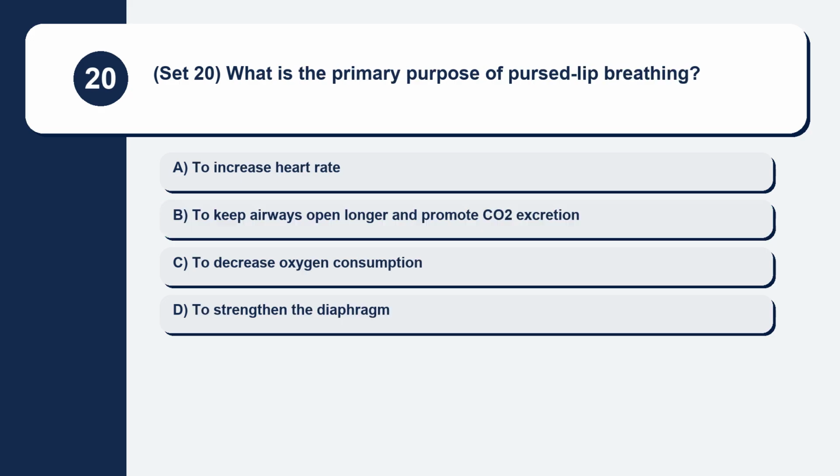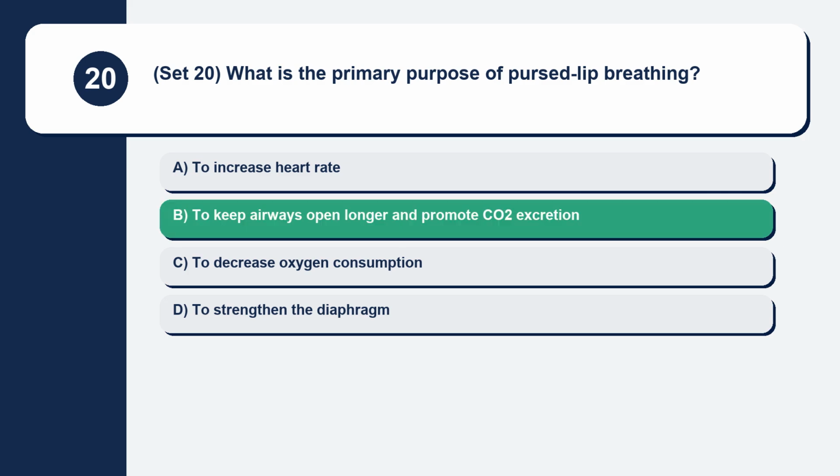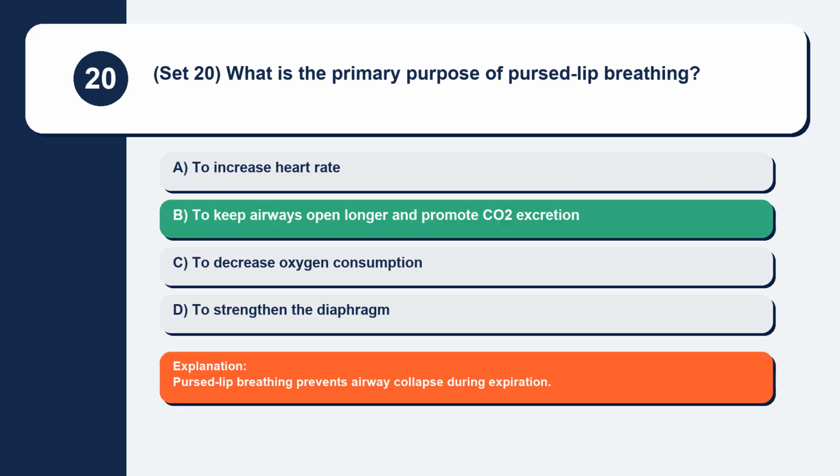Question 20. Set 20. What is the primary purpose of pursed lip breathing? To increase heart rate, to keep airways open longer and promote CO2 excretion, to decrease oxygen consumption, to strengthen the diaphragm. Pursed lip breathing prevents airway collapse during expiration.